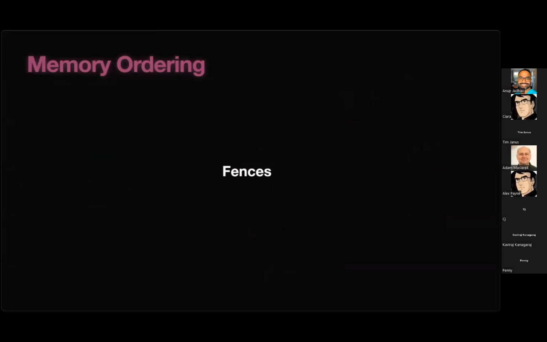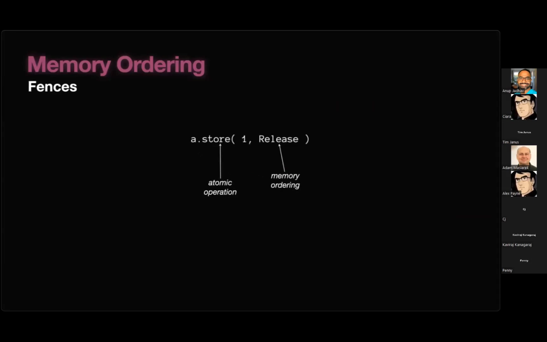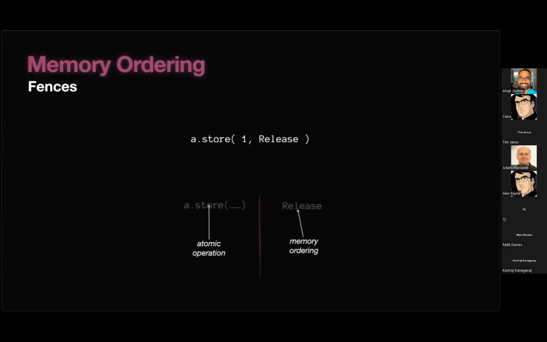In addition to operations on atomic variables, there is one more thing that we can apply a memory ordering to, which is atomic fences. Okay, so what does the fence do? Again, typically when you specify an atomic operation like this, A.store, one with the release memory ordering, here store is the atomic operation and release is the memory ordering. An atomic fence allows you to separate the memory ordering from the atomic operation. And this can be useful if you want to apply a memory ordering to multiple operations, or if you only want to apply it conditionally.